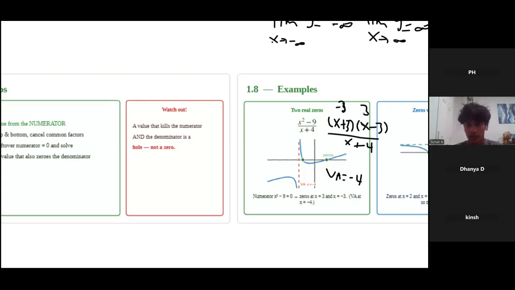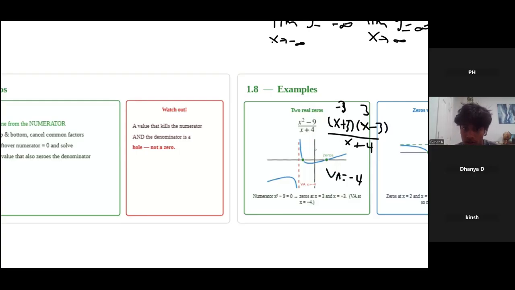So here on the top, it makes it negative 3 and 3. So those are going to be our normal zeros. On the bottom, it's negative 4, so that's going to be our vertical asymptote. And you can just kind of think about it, right? If the top is zero, then whatever you divide it by, it's just going to be zero. And if the bottom's zero, then it's always going to be undefined no matter what the top is. So you can just think about it like that.